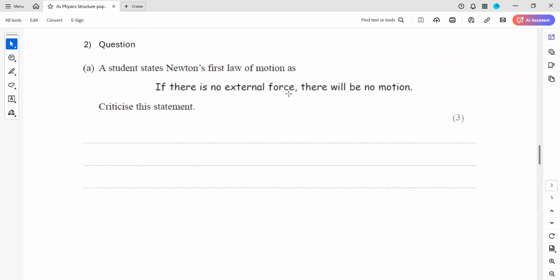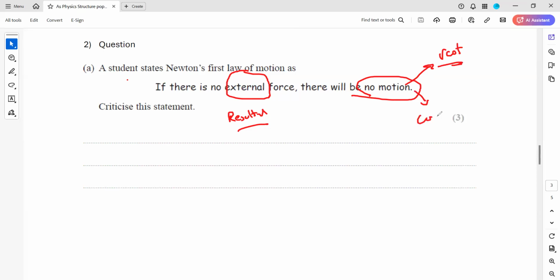A student states Newton's first law of motion: if there is no external force, there will be no motion. Criticize this statement. First thing, external is not the correct term. It should be that there is no resultant force. And if there is no resultant force, there is no motion. Why is this wrong? Because if there is no resultant force, then two possibilities are there. The object might be at rest, or the object might move at a constant speed. So both possibilities are there.